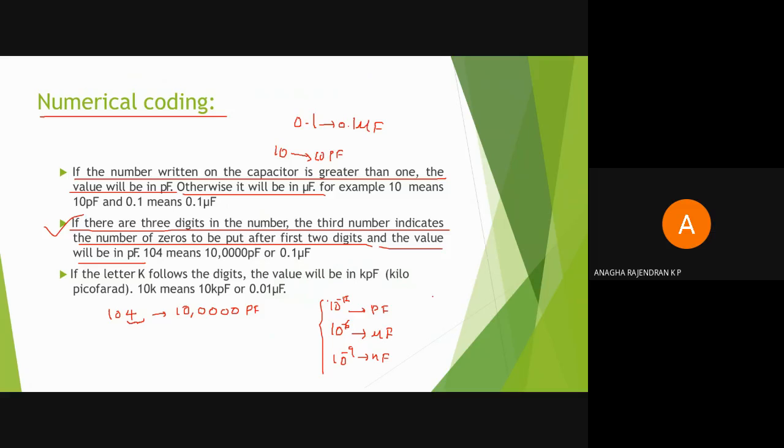And there are other ranges like 10 raised to minus 3 milli, 10 raised to 3 mega, so there are different ranges. But normally in ordinary circuits, the designed capacitance value will be in the lower range. That will always be in the picofarad, microfarad, nanofarad and farad ranges.